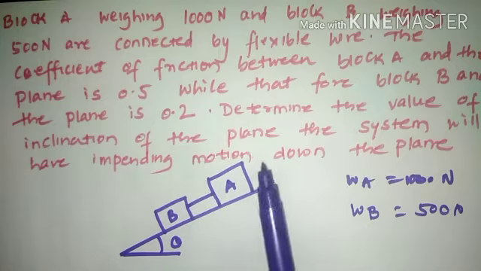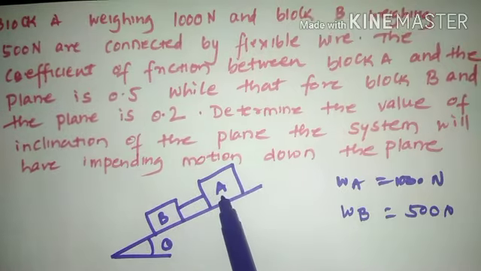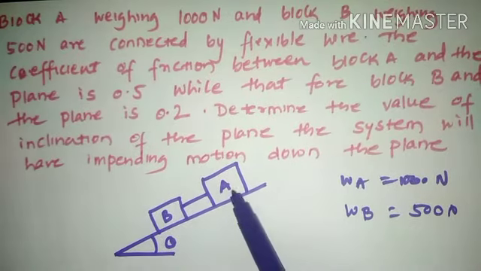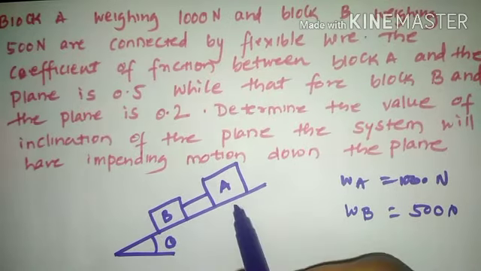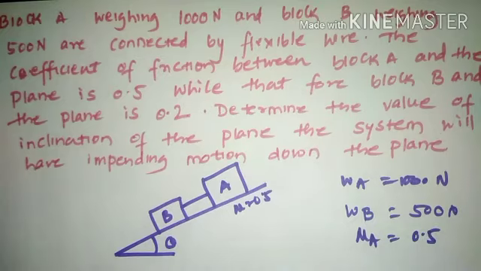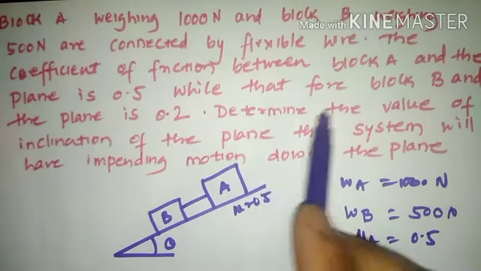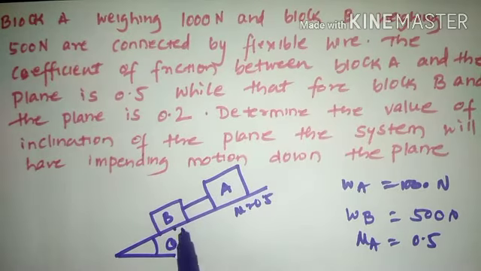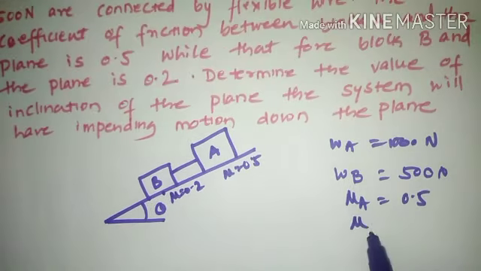The coefficient of friction between block A and the plane is 0.5. That is block A and the plane. Here the coefficient of friction is 0.5, that is, mu at A is 0.5. That is what the given statement means. While that between block B and the plane is 0.2. That is, at this particular junction the coefficient of friction is 0.2, that is, mu at B is 0.2.